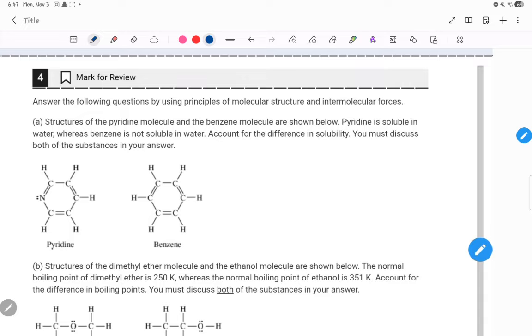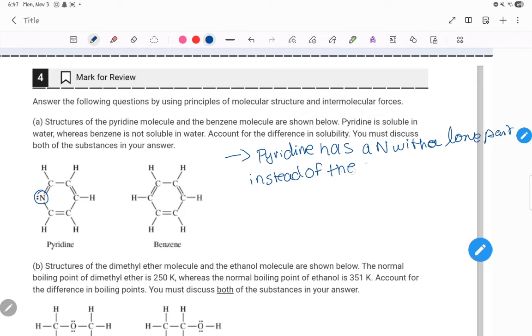Okay, so for this one, we have to first of all identify the structural difference. The first structural difference we notice is that pyridine has nitrogen, right? So we will say pyridine has a nitrogen with a lone pair instead of the CH in benzene. So this is the first thing that we state: pyridine has a nitrogen with a lone pair instead of, or in place of, the CH in benzene.